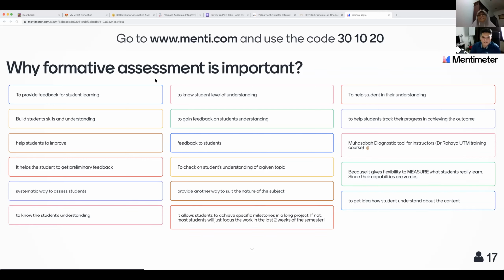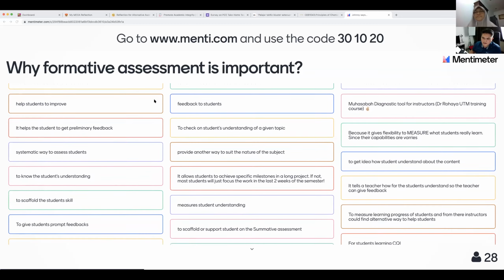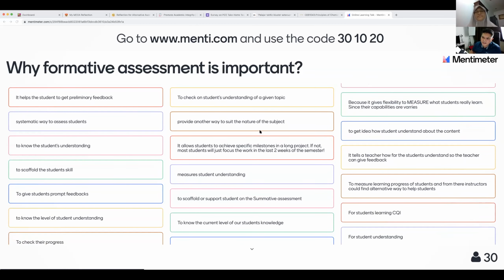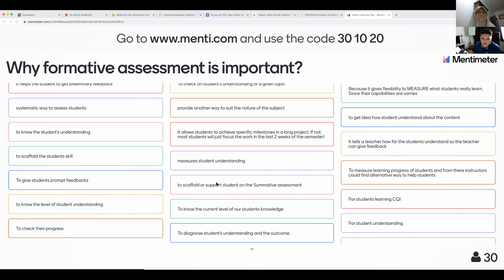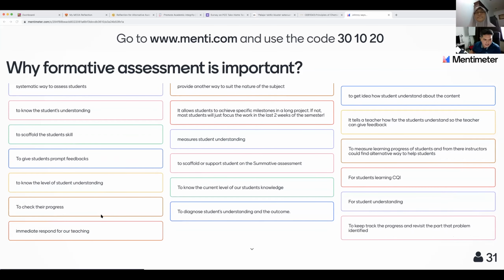Okay, so we have plenty of feedback here. Why is formative assessment important? One is to provide feedback for student learning, to help students in their understanding, as a medium of feedback to students, because it gives flexibility to measure what students really learn since their capacities vary. Provide another way to suit the nature of the subject, a systematic way to assess students. It tells the teacher how far the students understand so the teacher can give feedback. Here is to scaffold student learning, for student understanding, to check the progress.